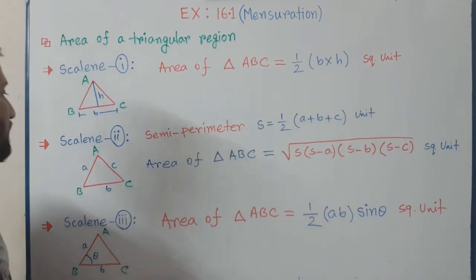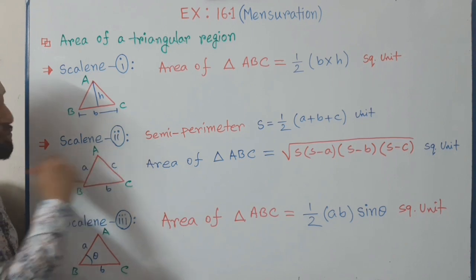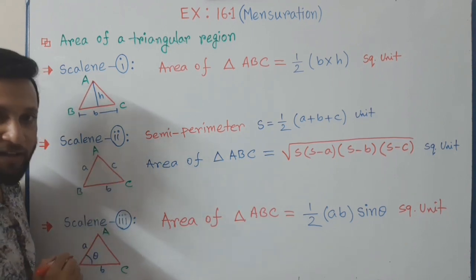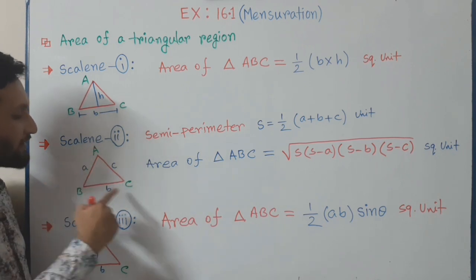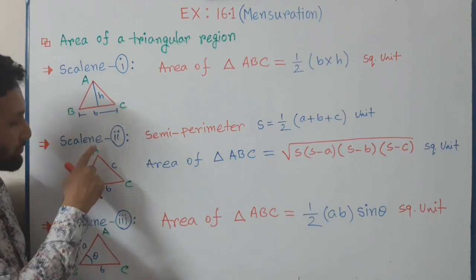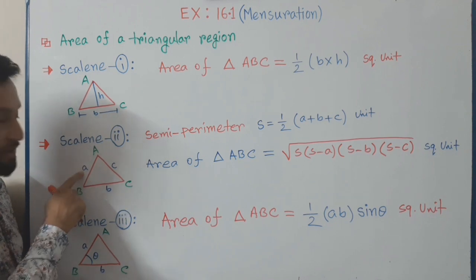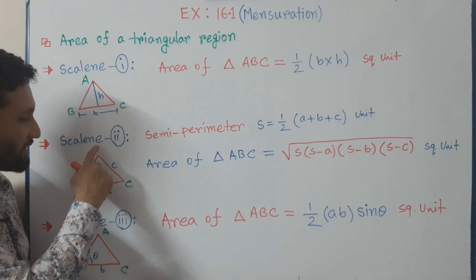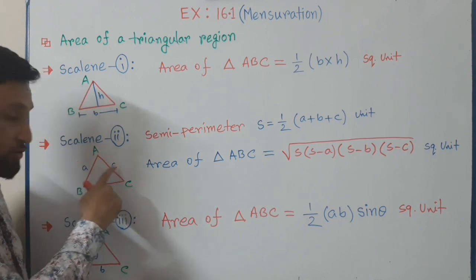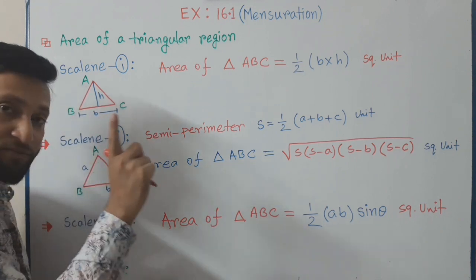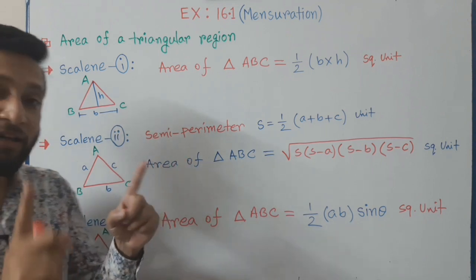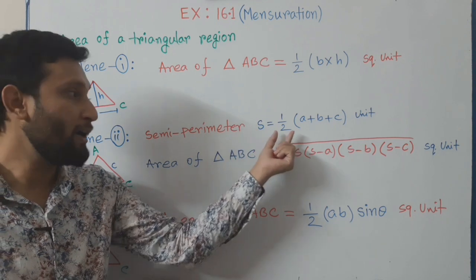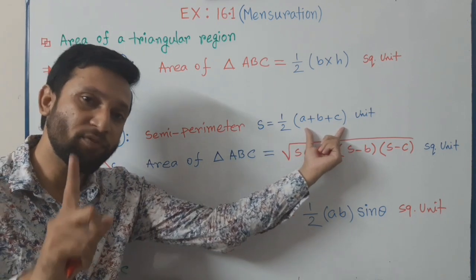Okay. Now second type, scalene 2. Suppose ABC is a scalene triangle. If three side lengths are given, suppose the first side length AB equals A, the side length BC equals B, and the side length AC equals C. So three side lengths are given. If three side lengths are given, then we can find the semi perimeter. Semi perimeter equals half of the sum of the three side lengths of a triangle.